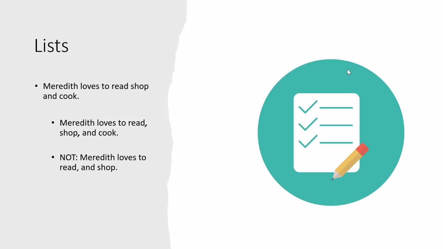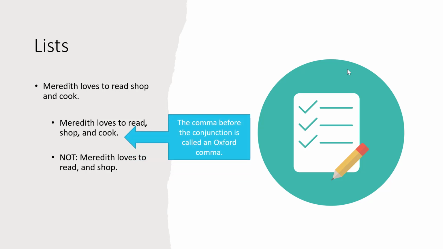If you only have two items in your list of things that Meredith loves, you would not use a comma. It would just be, Meredith loves to read and shop. When you are using a comma in a list, the comma that comes directly before the conjunction is called the Oxford comma. Depending on how you were trained and educated, you may have been raised to believe that you always use that comma, or you may have been trained to never use it. I happen to be a fan of using it, and I will always add it when I am proofreading someone's paper.